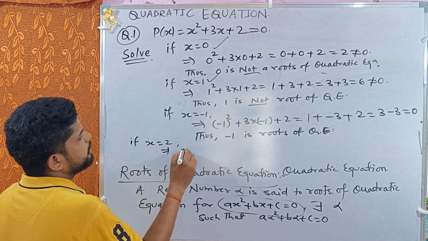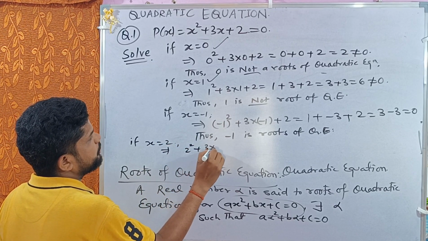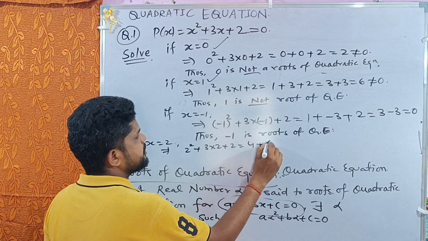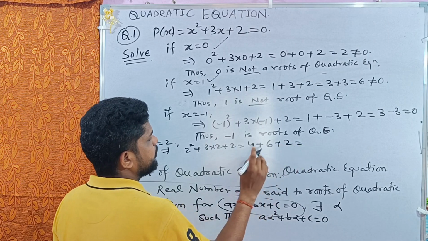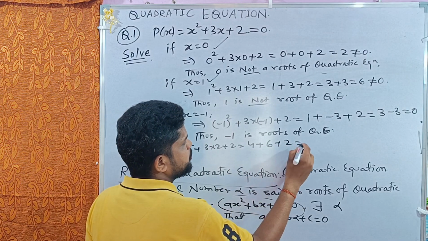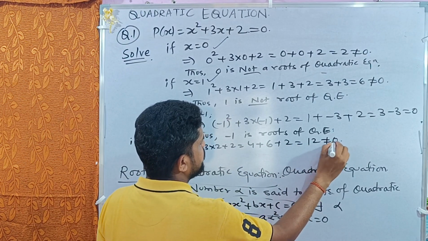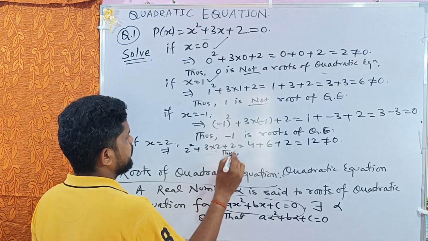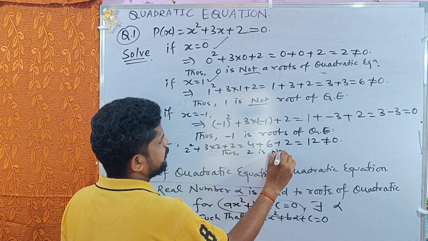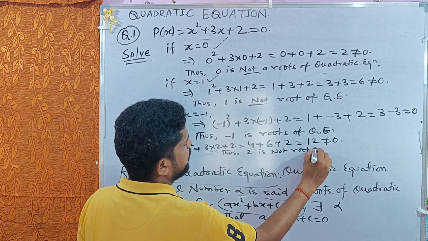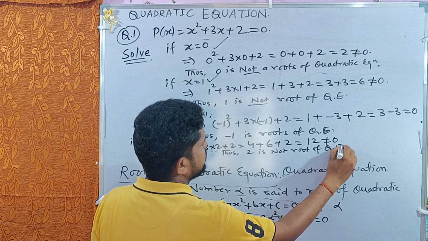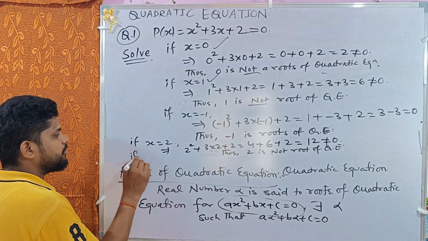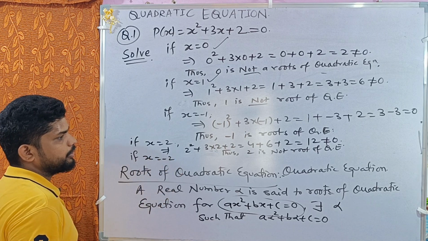We will get 2 square plus 3 into 2 plus 2, which is 2 square is 4, 3 into 2 is 6, and plus 2. 4 plus 6, 10, 10 plus 2, 12. So 12 is not equal to 0. Thus 2 is not a root of the quadratic equation.